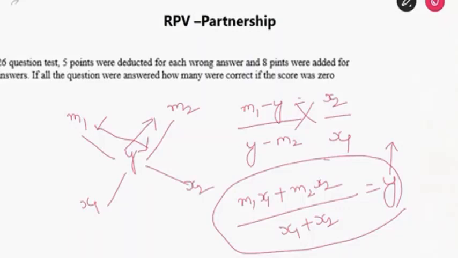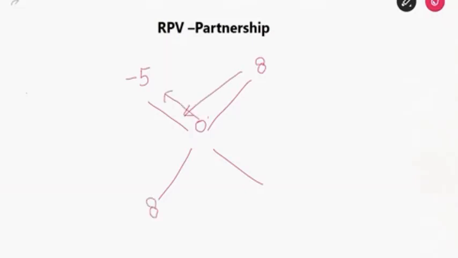How this is used, the explanation will be in the next template. See here, for every wrong answer you are deducted 5 marks, so minus 5. For every correct answer you are awarded 8 marks, and totally how many marks did you score? 0. Now what will be the down part? See here, let us start from here. 8 minus 0 is nothing but 8. Now 0 minus of minus 5 will be 5. Now see here, the ratio is 8 is to 5, right? 8 is to 5 is the ratio.